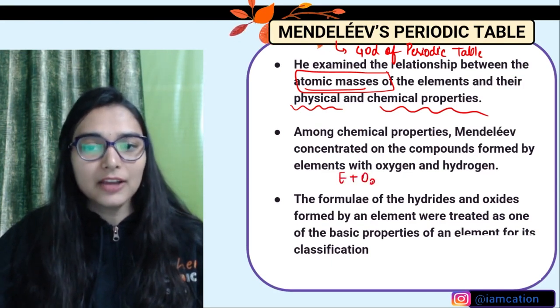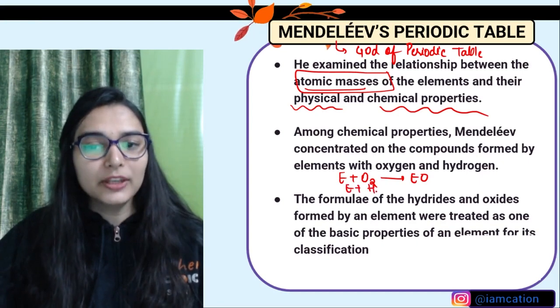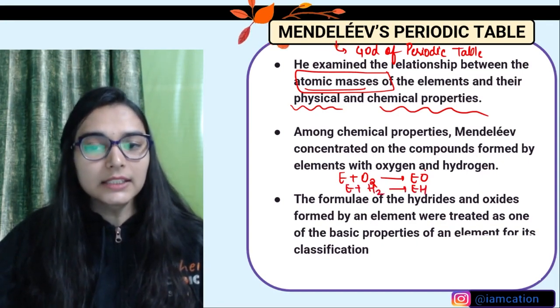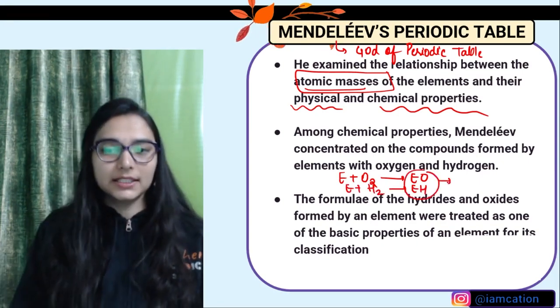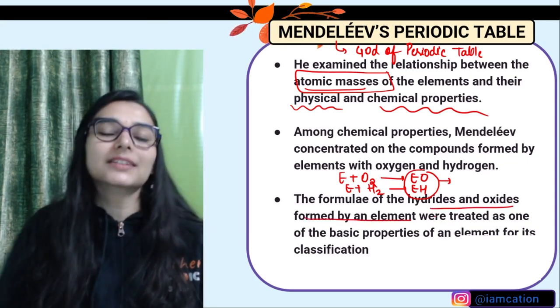He did its reaction with oxygen. Similarly, he made the element react with hydrogen, and then he studied their oxides and hydrides. The formula of oxides and hydrides were studied by him.